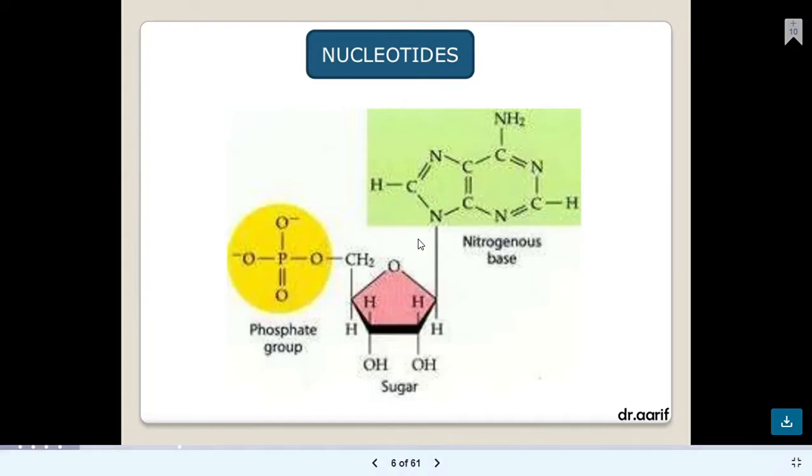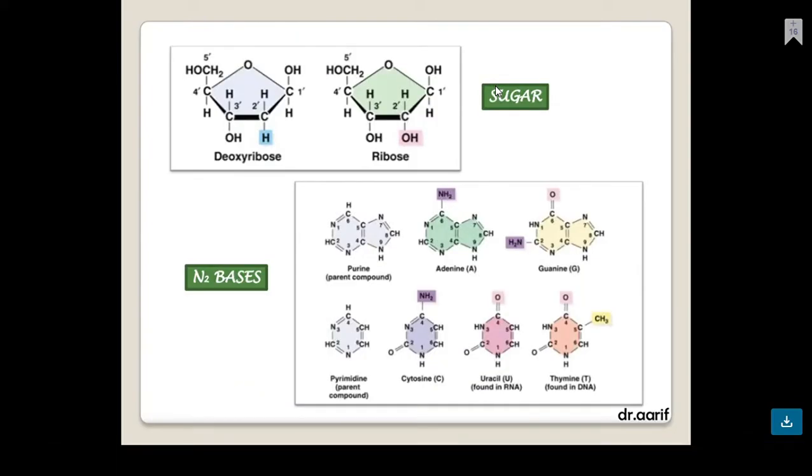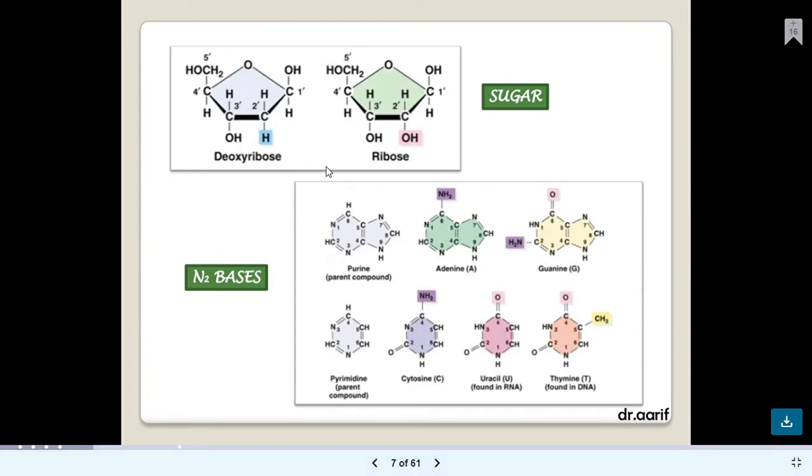So this is the structure of a nucleotide. You have a nitrogenous base, you have a phosphate, and then you have a pentose sugar. This is the main structure of a nucleotide. This is the sugar structure. You have either deoxyribose or ribose. In deoxyribose, the OH is not there on this carbon, so it is just hydrogen here. And ribose has two hydroxyl groups. So this is the difference between deoxyribose and ribose.